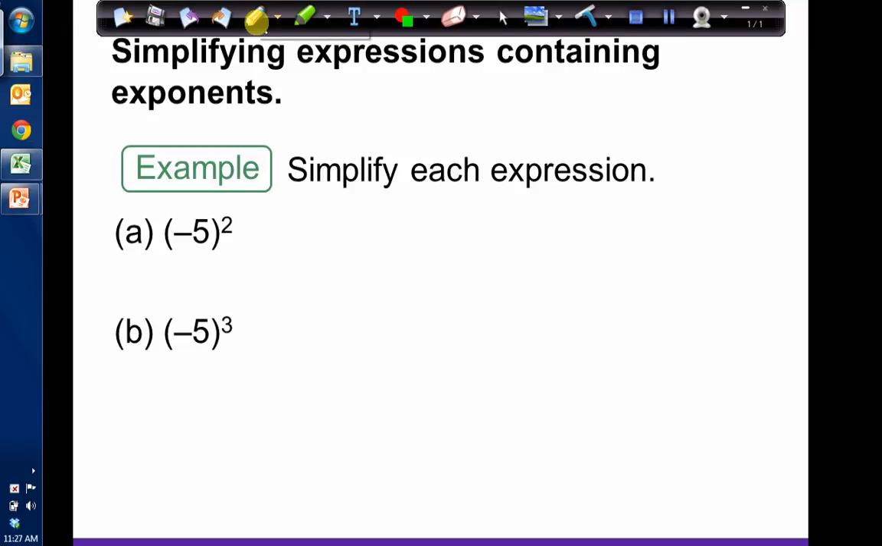Okay, let's talk about exponents. In this case, we have negative 5 squared. What does this little 2 up here mean? It's called an exponent or superscript. It means that we're going to multiply negative 5 times itself twice.